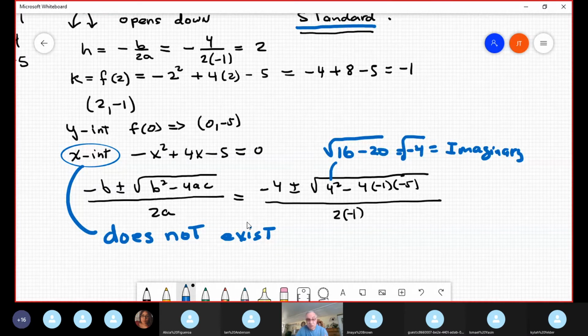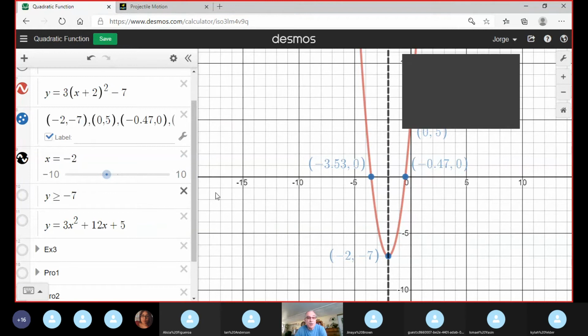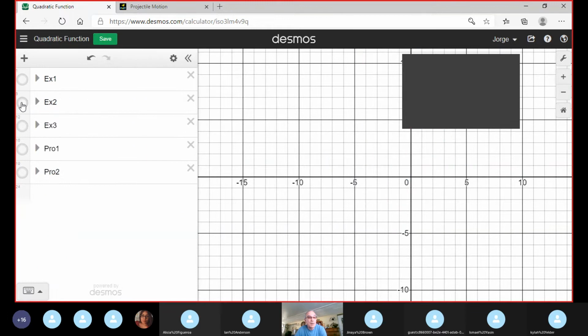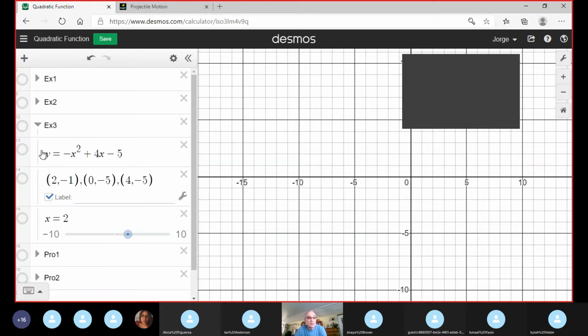Let me try to see it in Desmos. Let me switch into Desmos. I suppose you see Desmos now, right? Yes or no? Okay, let me put it as example 3.